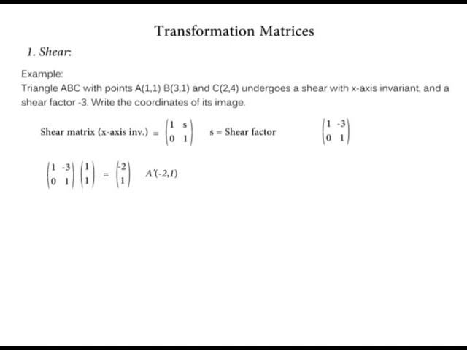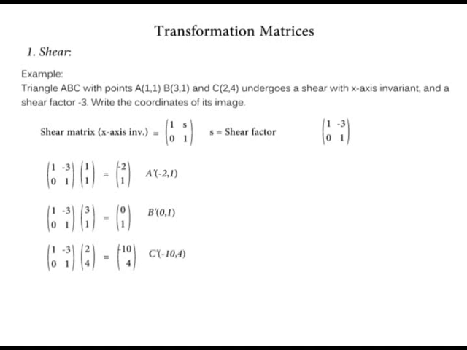Point B, (1, -3; 0, 1) times (3, 1) will give us 1 times 3 plus -3 times 1 is 0. 0 times 3 plus 1 times 1 is 1, and therefore B prime has coordinates (0, 1). Do the same with C. 1 times 2 plus -3 times 4 is -10. 0 times 2 plus 1 times 4 is 4. Therefore C prime has coordinates (-10, 4).